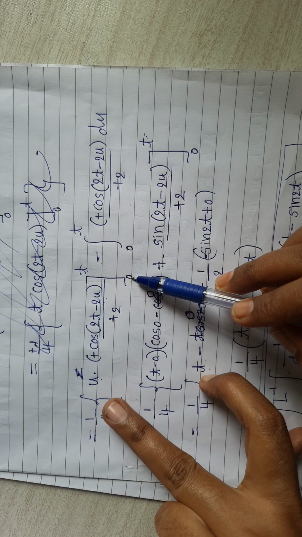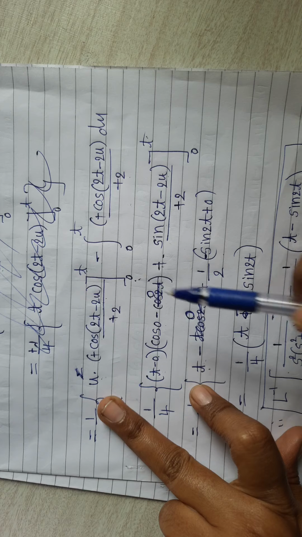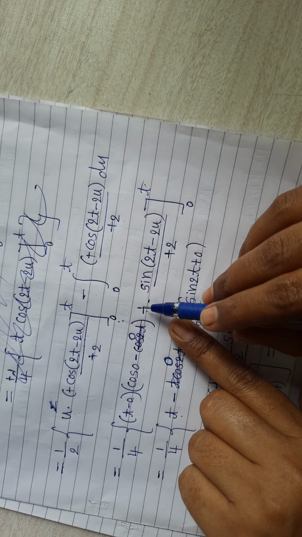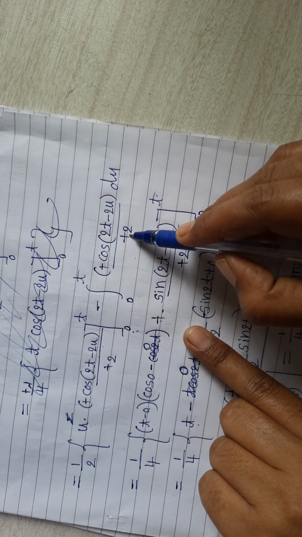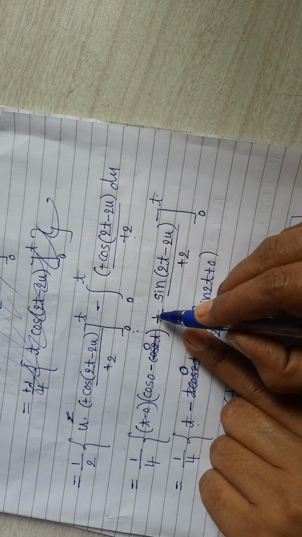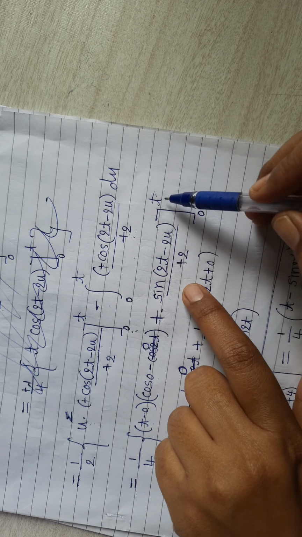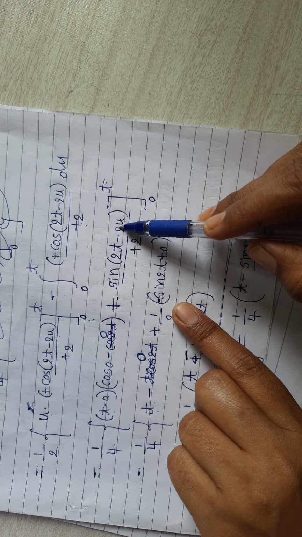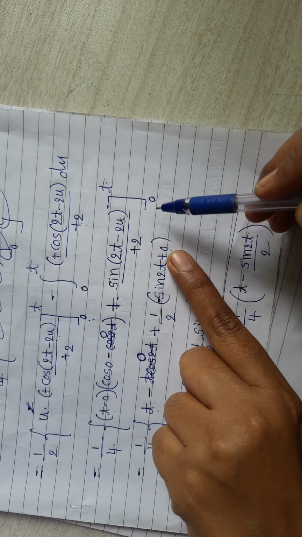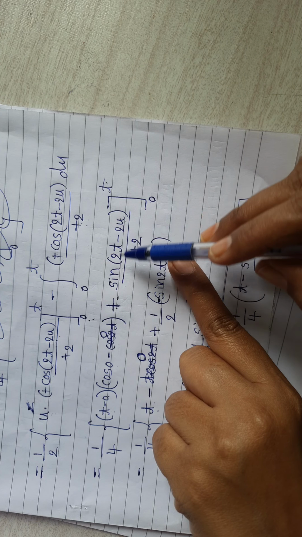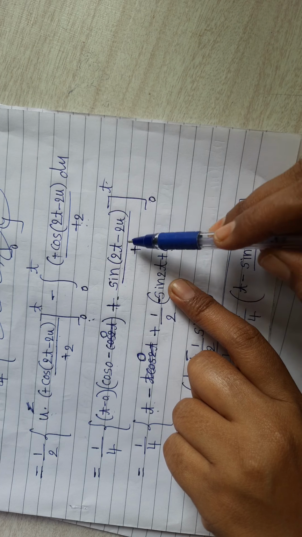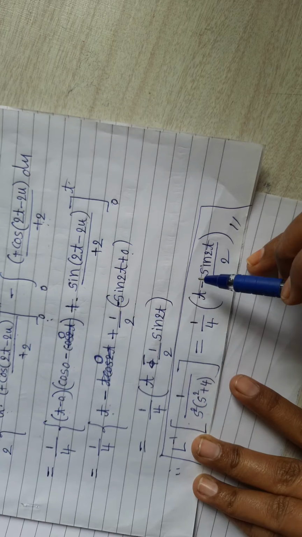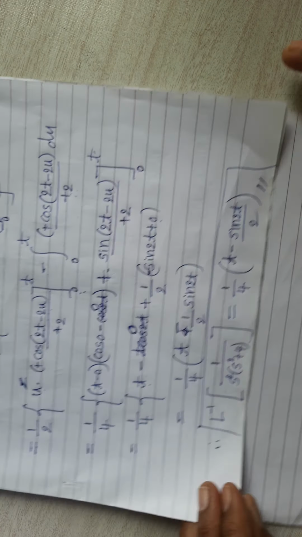If you are replacing the lower limit, u is 0, so 0 into any number will be 0. And here these two minuses make it positive. Multiplied, these two give plus, so I have written plus here. And then we substitute the upper limit and lower limit. If you replace the upper limit u by t, 2t minus 2t is 0, and sin 0 will be 0. If you replace the lower limit u by 0, we get only sin 2t. Before substituting the lower limit we have minus, so that minus comes here. So we are getting 1 by 4 times t minus sin 2t divided by 2.